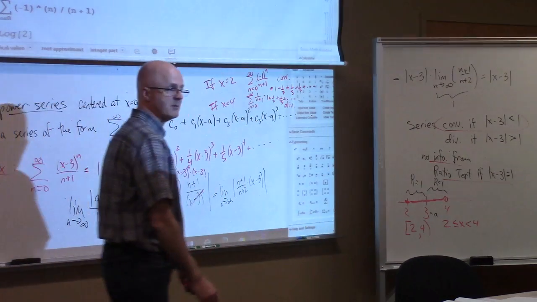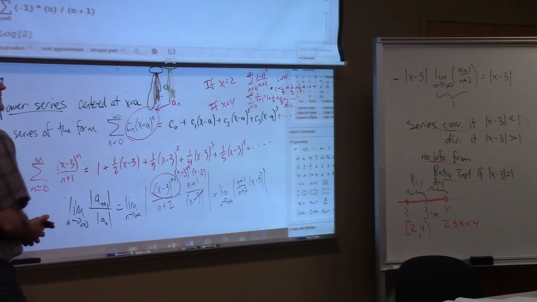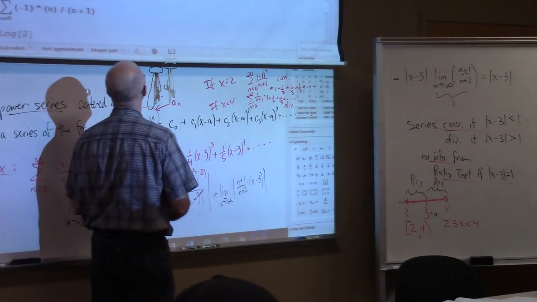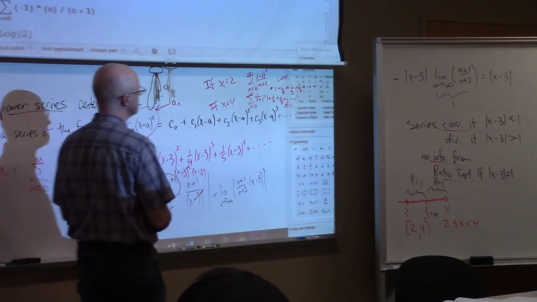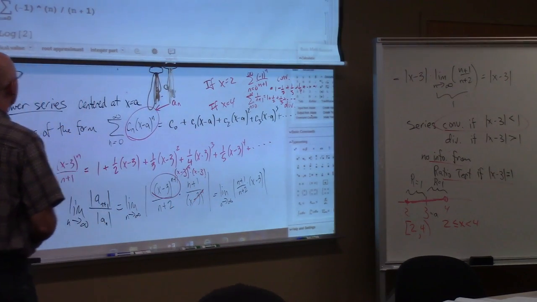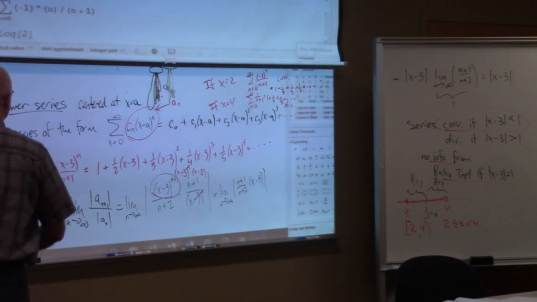Like p-series, for example, I mentioned that the other day. The ratio test doesn't tell you about convergence of p-series. So it's not a super strong test. It's not as strong as some other tests. Oh, how are we doing in time now? Let's see. Let's do one more quick example.